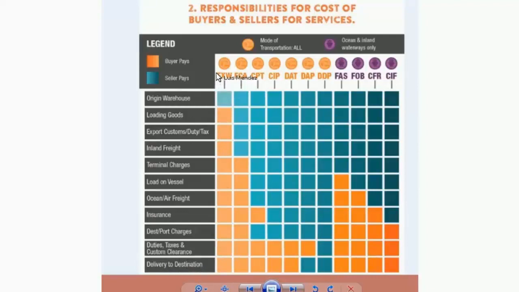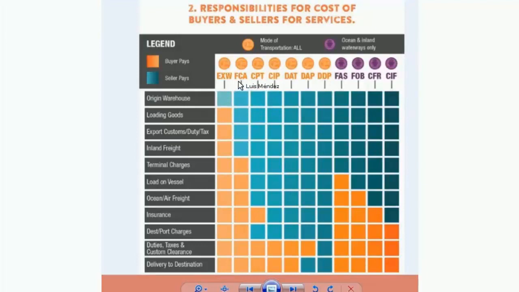So in this case, in an export, who pays what? In an export, the seller pays the origin warehouse, and the buyer pays all of the rest. So it is the basic one, like I said.